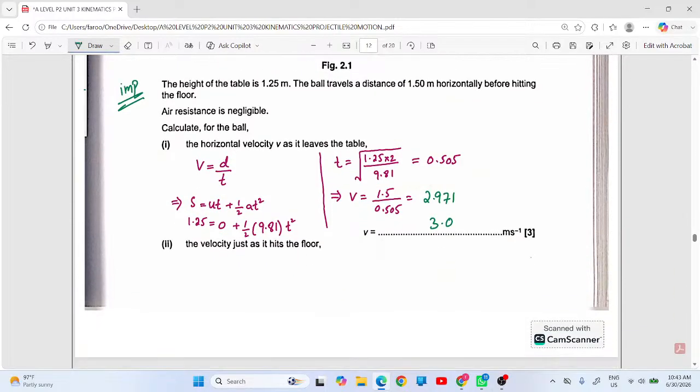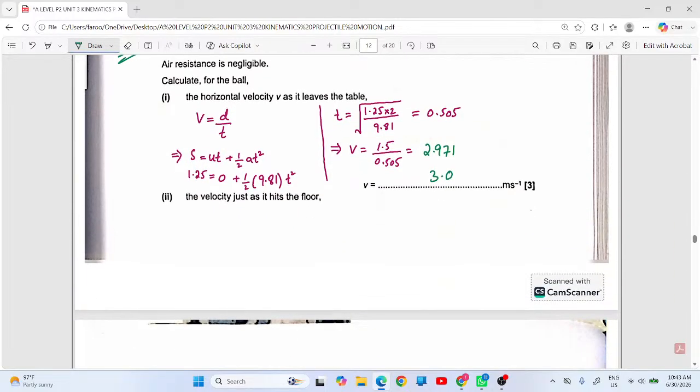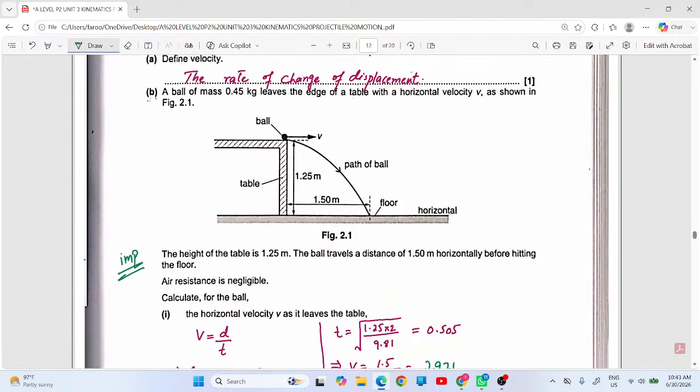Next is the velocity just as it hits the floor. अब आपने velocity find करनी just before hitting the floor. For example, be at this point. So just before hitting the floor, which component of the velocity is present? X component, Y component, or both? Just before hitting the ground, which component of velocity is present? X, horizontal, vertical, or both?